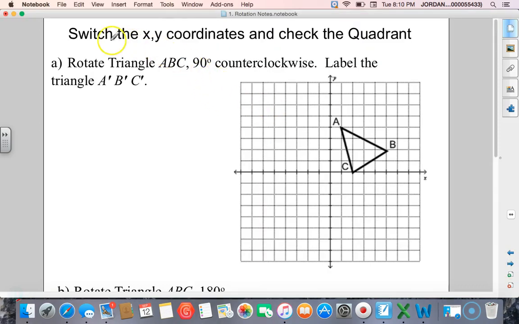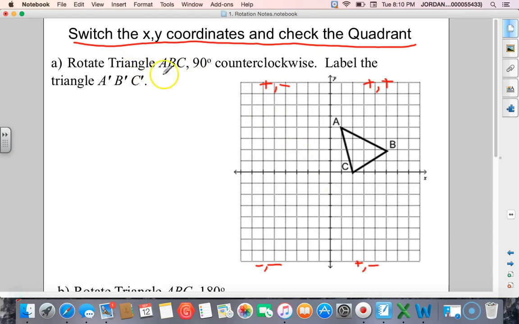Here is the big thing to remember, the big idea of how to do these: you're going to switch the x and y coordinates and check the quadrant that you're in. In this quadrant our signs are positive, positive. In this one, x is negative and y is positive. In this one, they're both negative. And in this one, x is positive and y is negative. So we have to remember that.